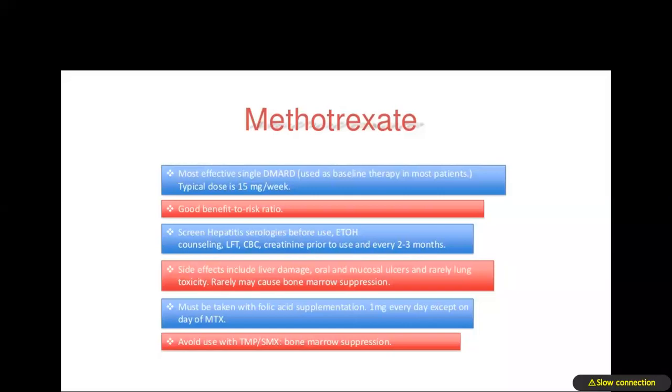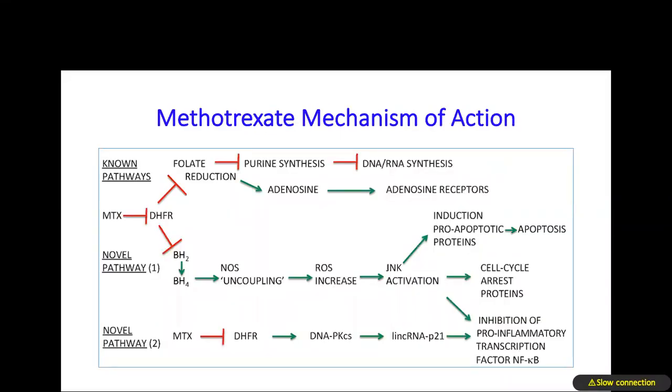The mechanism of action of methotrexate, as we were told when we were medical students, is by affecting lymphocyte proliferation. But there are many other pathways which inhibit pro-inflammatory action. It affects apoptosis, it affects cell multiplication. So the mechanism of action of methotrexate is very complex. Any questions you want to ask about methotrexate?